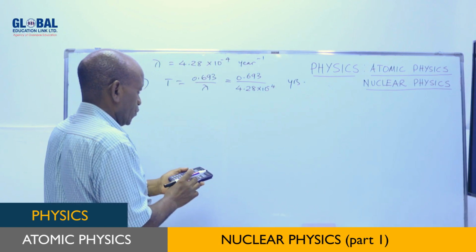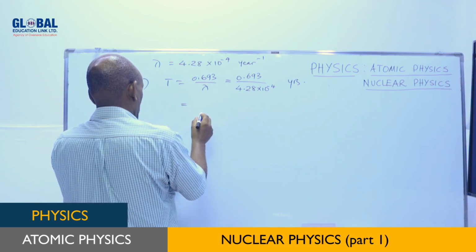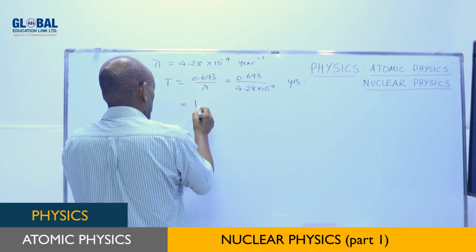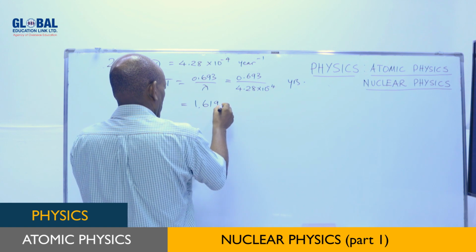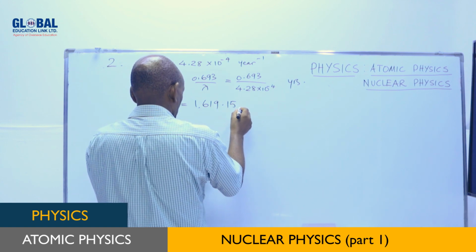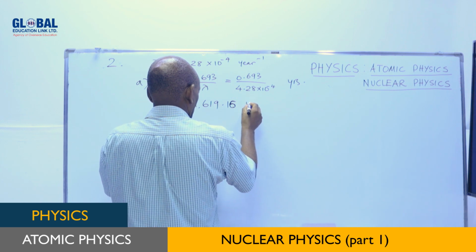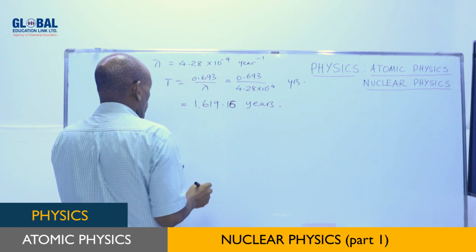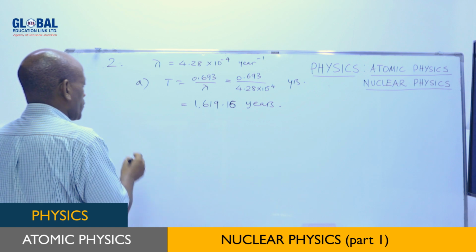And we can compute straight away. So this half-life from my computation here will be equal to 1,619.15, approximately 1,619 years. So this will be the half-life of the radium. Let's go to part B.